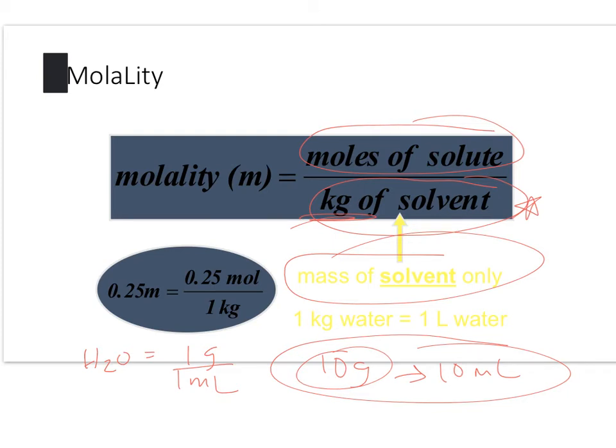One more thing I want to point out is the units that are used to express molality. Molality is represented by a little lowercase m, as you see here. So a 0.25 molal solution that we see here is represented as molal because of this lowercase m. That allows you to differentiate between molarity and molality, so make sure you're paying attention to those details.